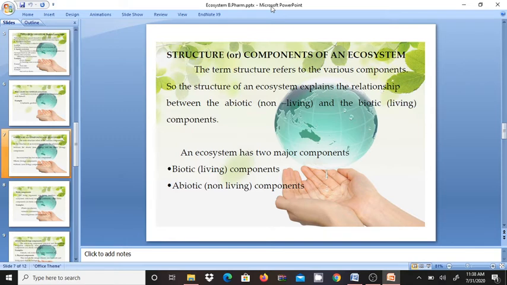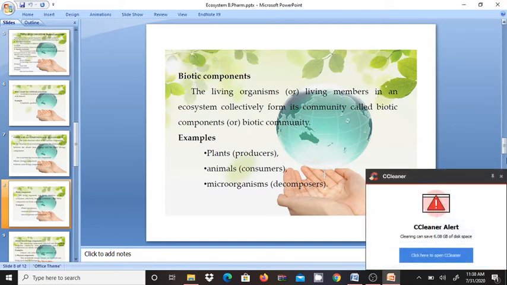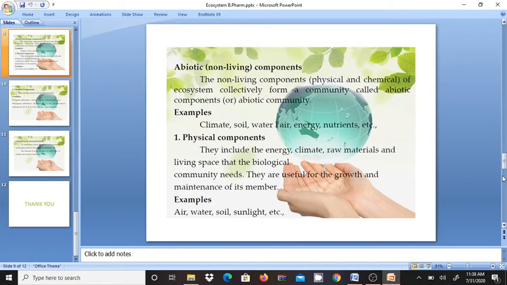So the structure of an ecosystem: basically the structure of an ecosystem consists of abiotic components and biotic components, that is, living and non-living organisms. The biotic components consist of all the living organisms in the community, for example plants, animals, microorganisms, etc. Abiotic components are all the non-living components, for example climate, soil, water, air, etc.